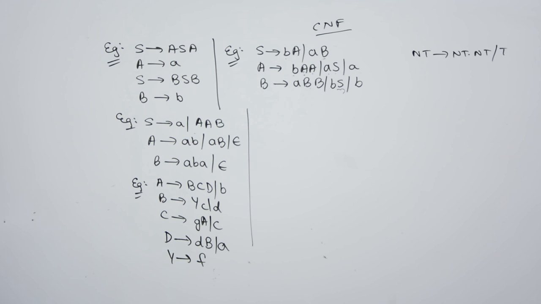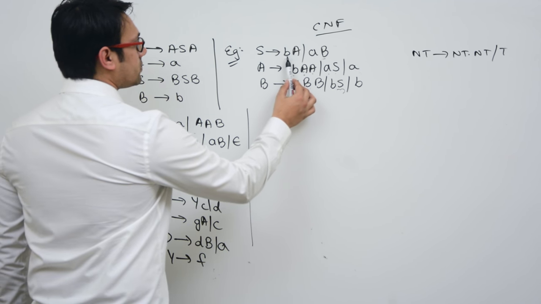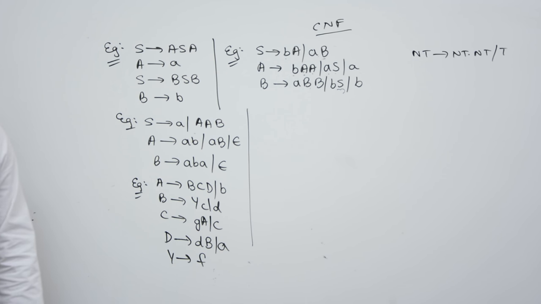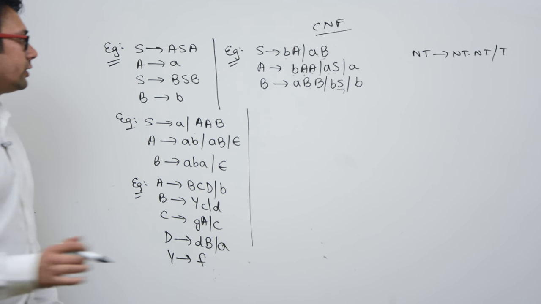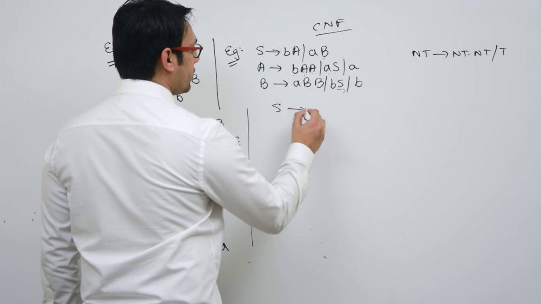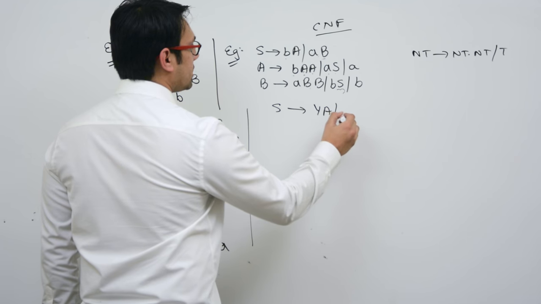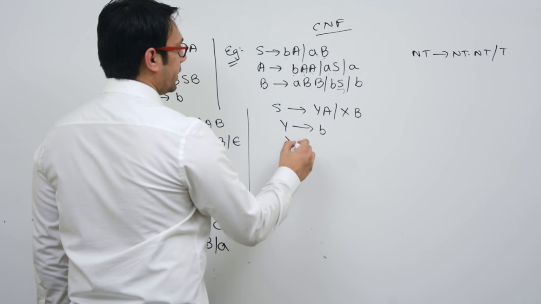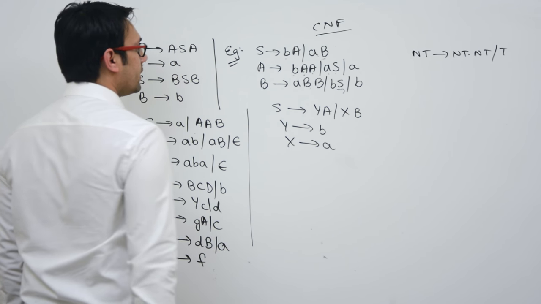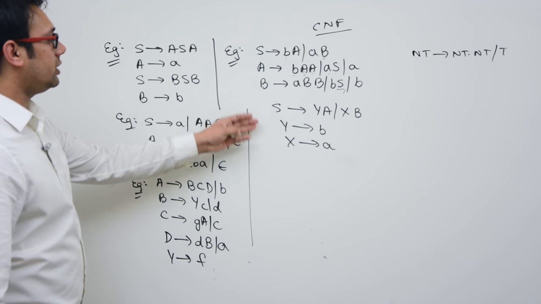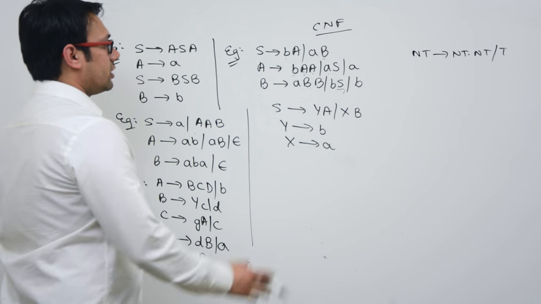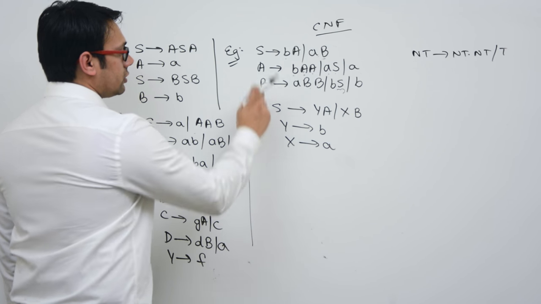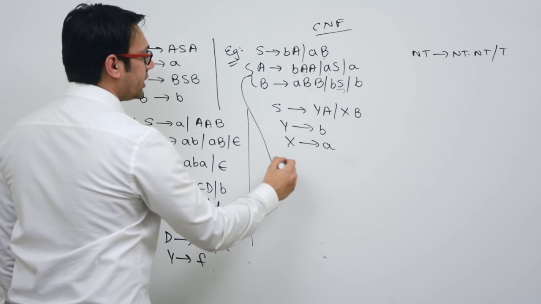So let us do one thing. For this small b and small a, let us introduce one more variable, which you can call x or y. So we can do S can derive Y A or X B, where Y is generating small b and X is generating small a. So wherever we have small b and small a, you can replace them by this one, in those productions which are not in Chomsky normal form. So within these two, we can write it like this.